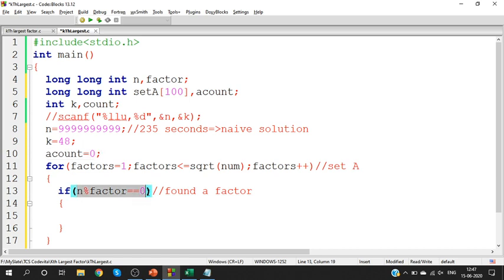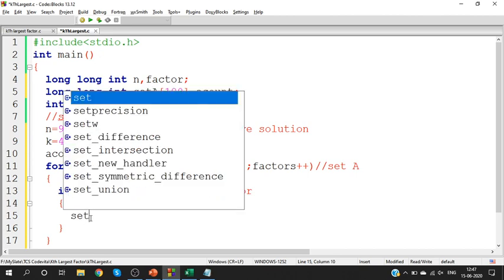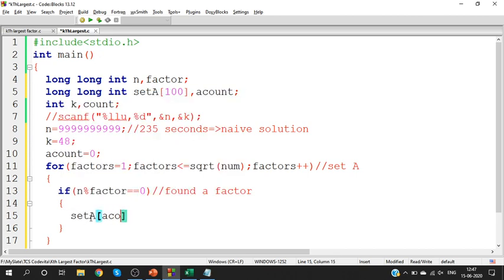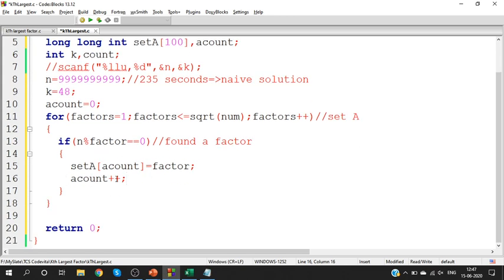When you find one factor, what did I tell you? When you find one factor, store it in set A. Set A is 0th index, right? Count is 0, so store it in set A's 0th index. Store the factor in 0th index and increase the count value. Can you all understand this? Yes. Store it in 0th index and increase the count value. Okay. So now what will happen? We will have all the factors in set A.